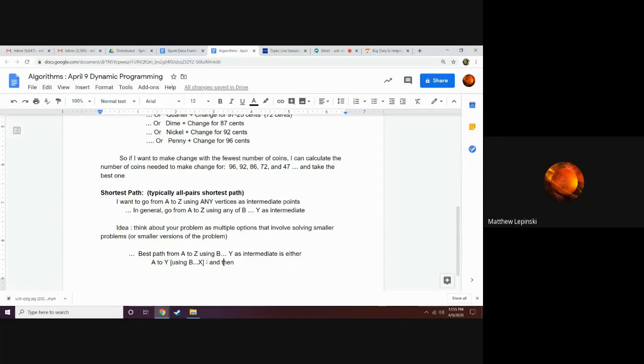So this is a smaller problem, because I'm using fewer intermediate nodes. I'm considering fewer intermediate nodes, and then go from Y to Z using, again, fewer intermediate nodes. So either I go from A to Y and then from Y to Z, or I go from A to Z using.